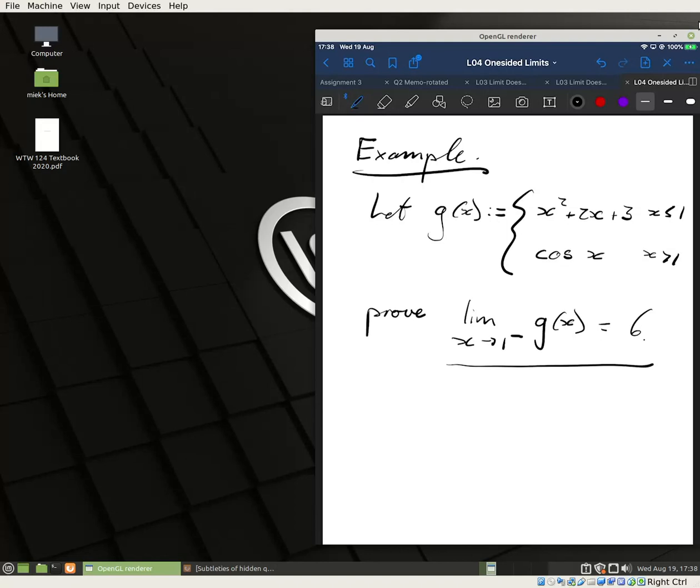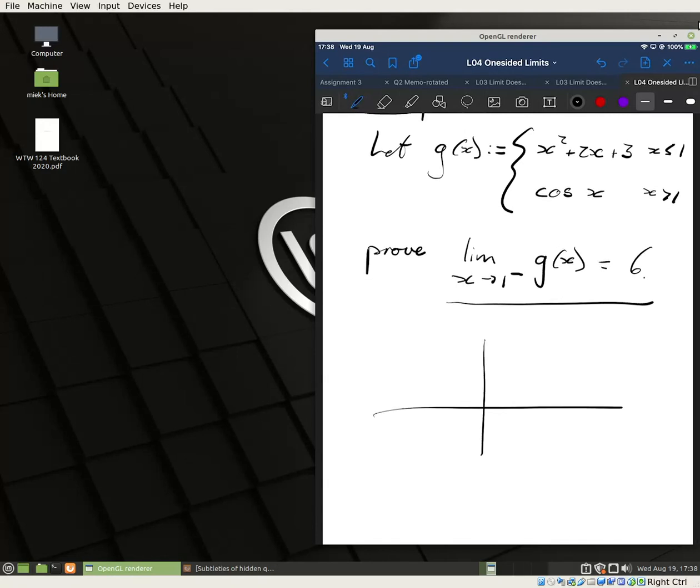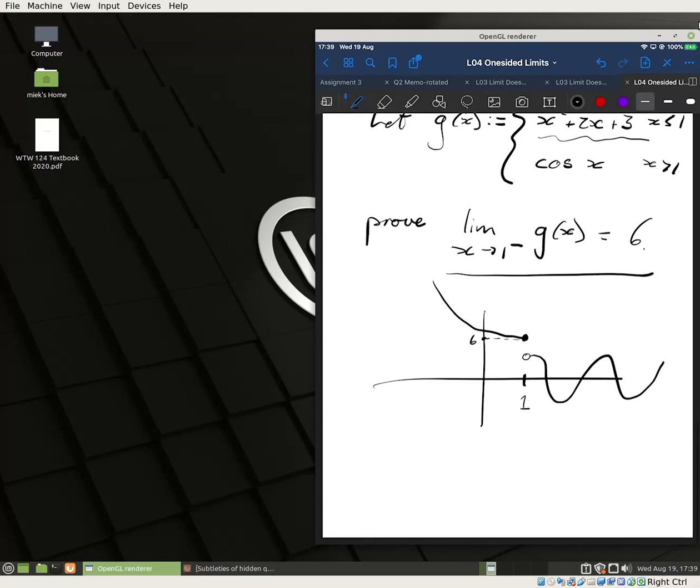Okay, before we start, let's just think about what this function looks like. Let's just think about its graph. We're interested in what happens around 1. To the left of 1, the graph of our function is some parabola, like so, included. And then to the right of 1, it is a little cosine function. So it looks something like that. And we want to show that the left limit is equal to 6.